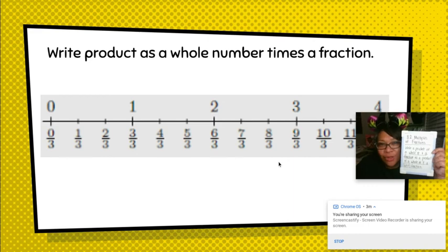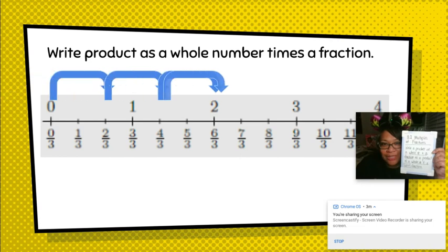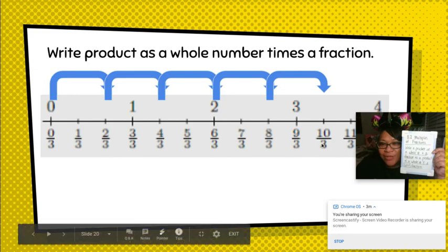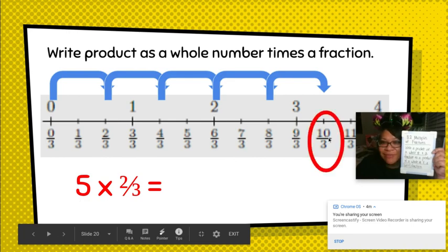We can also write the product as a whole number times a unit fraction. Let me show you this. We have 5 times 2/3, and we actually get 10/3. So if we look at that, 5 times 2/3 is the same thing as 10 times 1/3. There's that unit fraction.